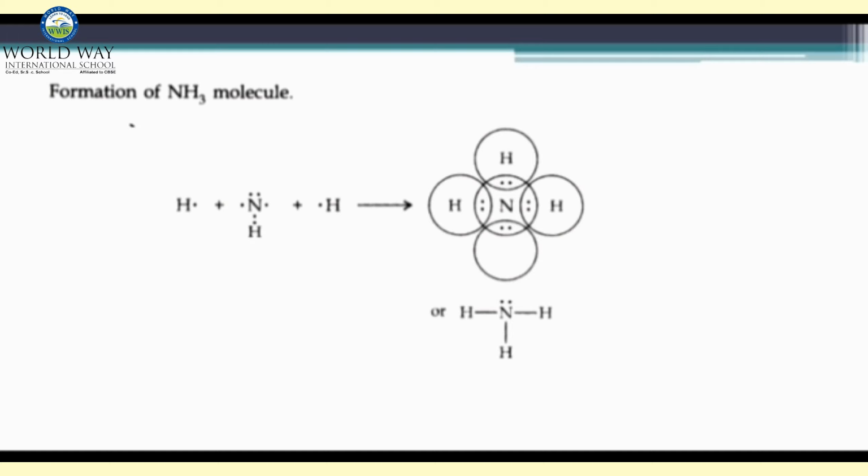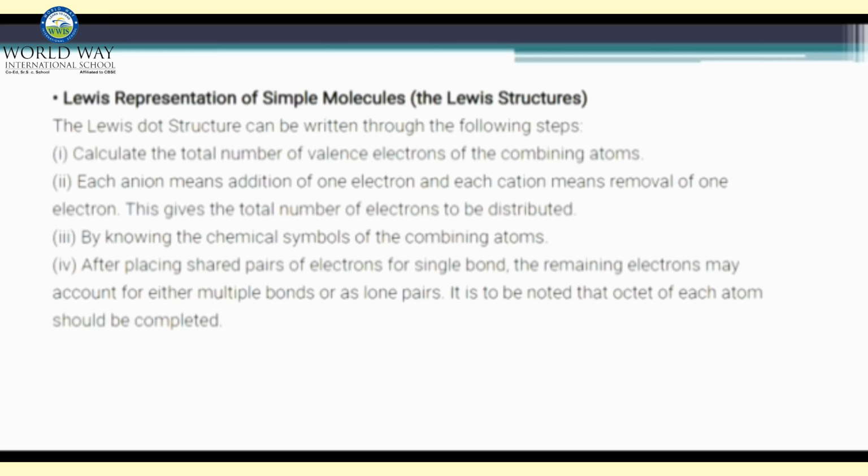After the covalent bond formation takes place, two electrons are left which are unshared and are also called a lone pair of electrons. There is a representation called the Lewis representation of simple molecules. Actually, it is a dot structure which can be written with the help of the following steps.